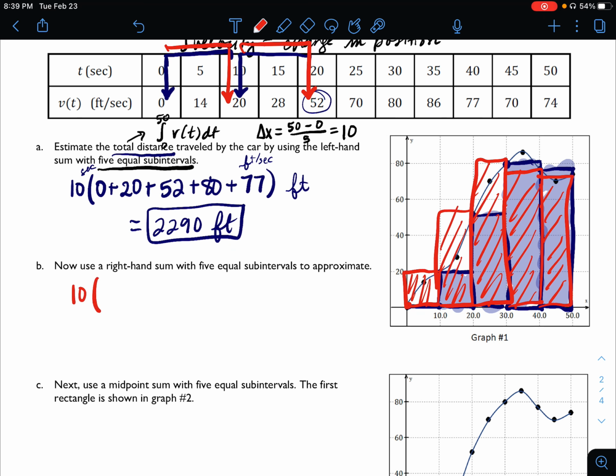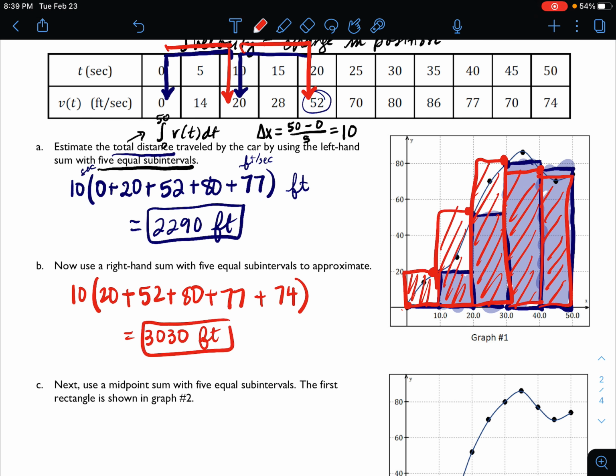So I'm going to have still 10, equal width there, times 20 for my first height. I can see that here. And then 52 plus 80 plus 77. And then the last one is 74. So notice here I don't use the left endpoint of my interval, but I do use the right point. And this gives me 3,030. So those are two rectangles that we've already talked about. Let's take a look at another type.